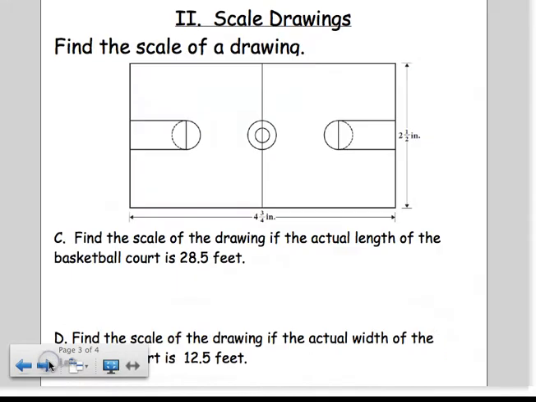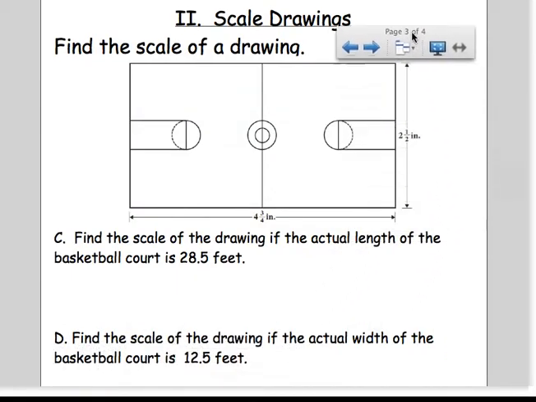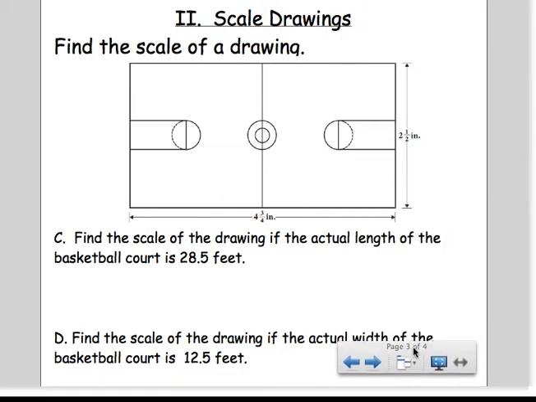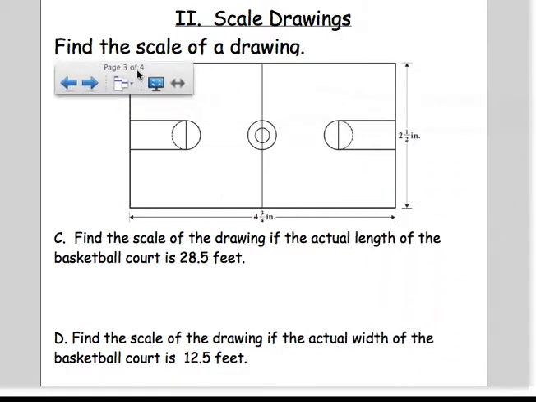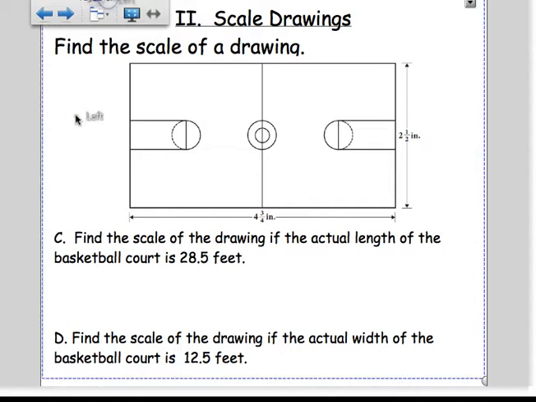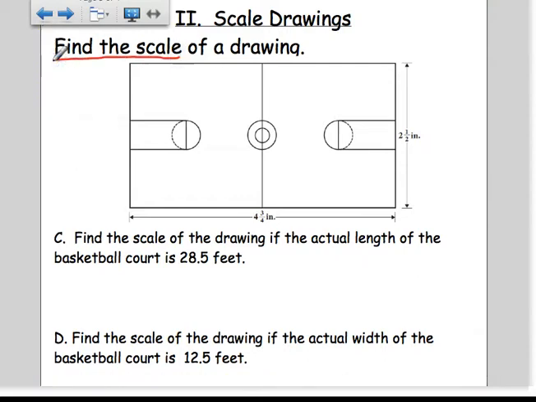Okay, so we've looked at two examples where you have found the length of a missing side using a scale, but there's another skill involved with this, which is actually figuring out the scale for a drawing. So here I have a drawing and it's going to give me some information, and I need to find the scale. And when it says find the scale, that means I want to know how much 1 inch or 1 unit would be.